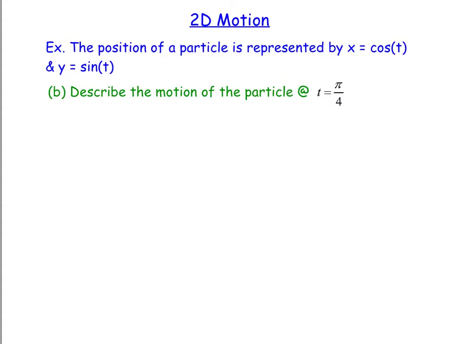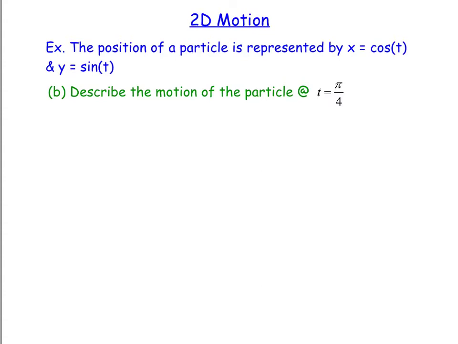In this video, we're going to pick up where we left off in that last video, where we were looking at the example where we had the position of a particle represented by the parametric equations x equals cosine t and y equals sine t. And now, in part B, we're going to describe the motion of the particle at time equals pi over 4.